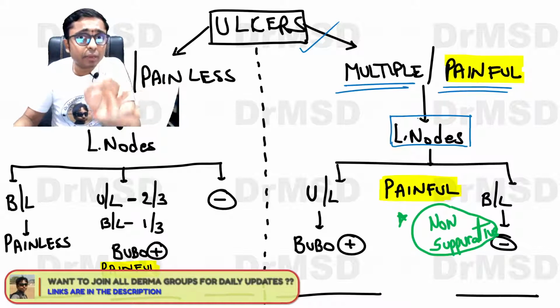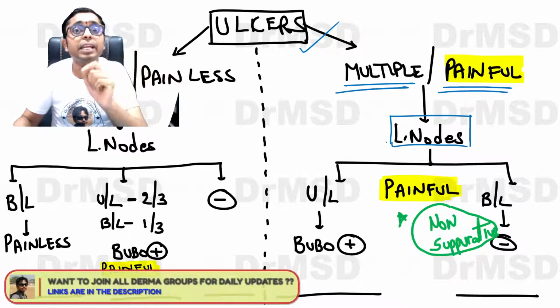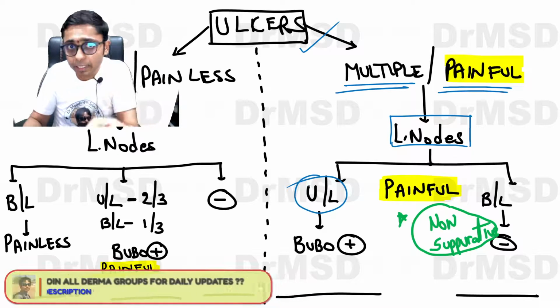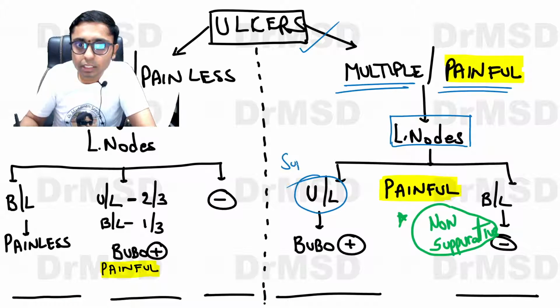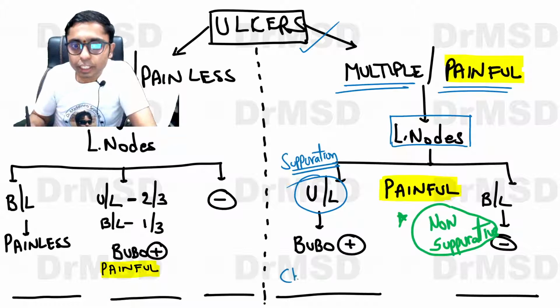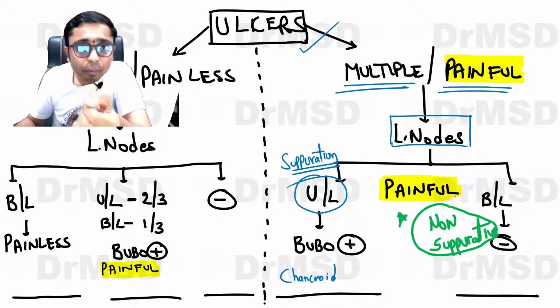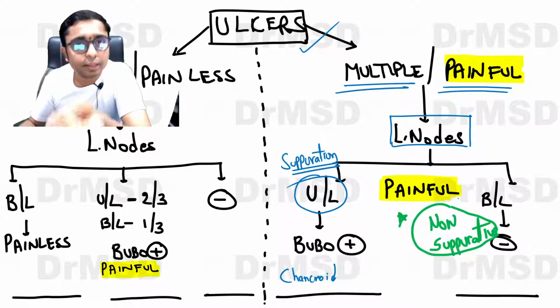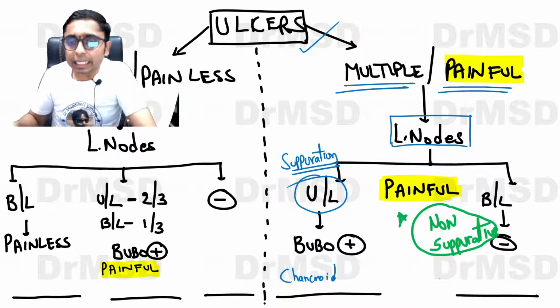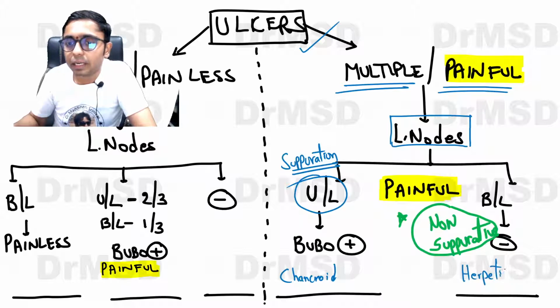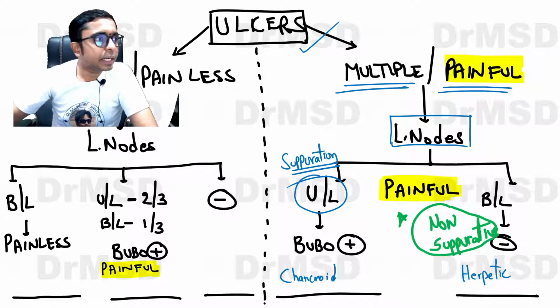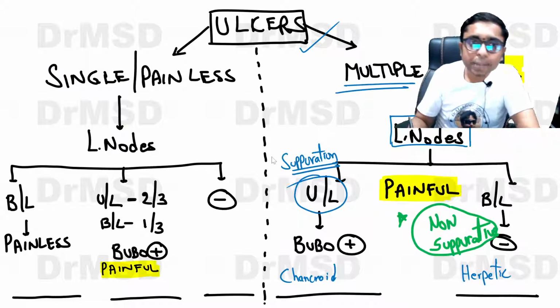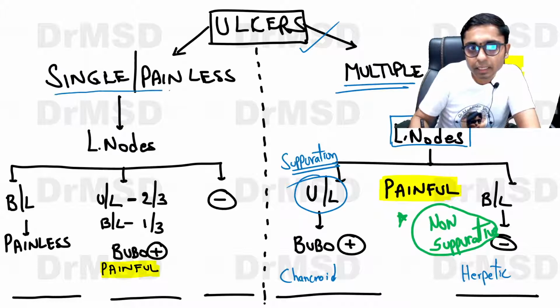So if we examine the lymph nodes, and if we find that unilateral lymphadenopathy is present along with suppuration, that is pus collection, then the diagnosis will be chancroid. And if there are bilaterally enlarged lymph nodes but without any suppuration, then the diagnosis is going to be herpetic ulcers, genital ulcers.